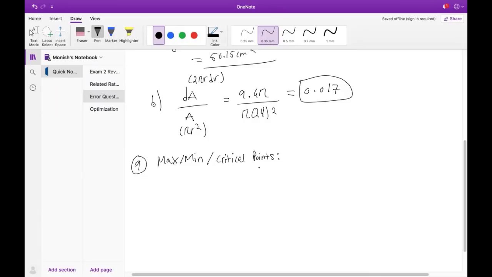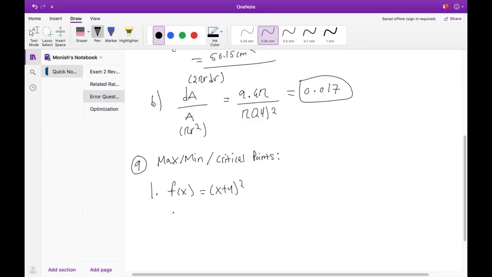Okay, so I'll start off with a really easy example, and you guys should be able to solve this one on the side pretty fast. It's a pretty easy one. So f of x equals (x plus 4) squared, and we need to find whatever max or min there is.